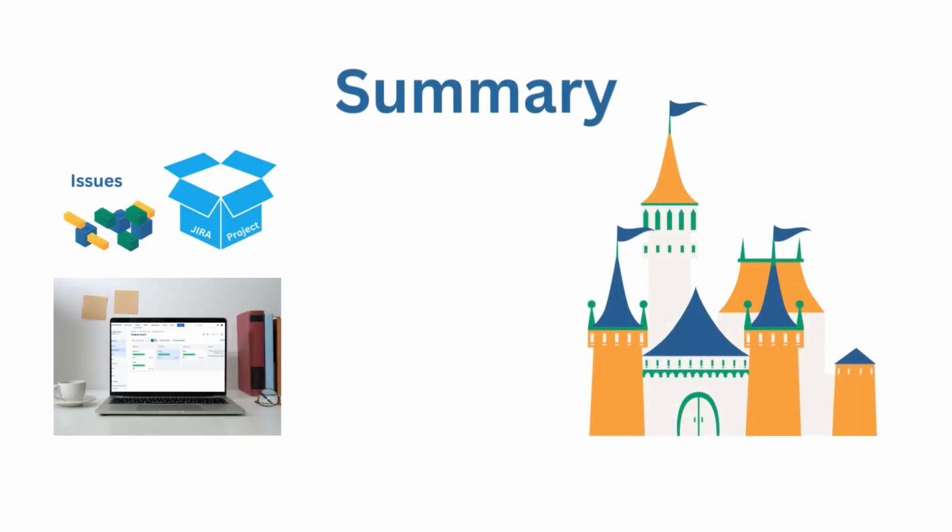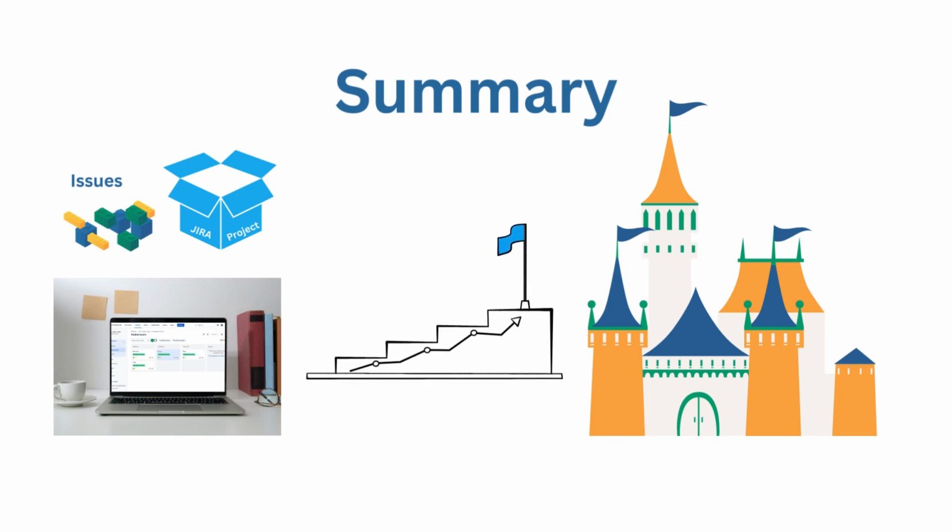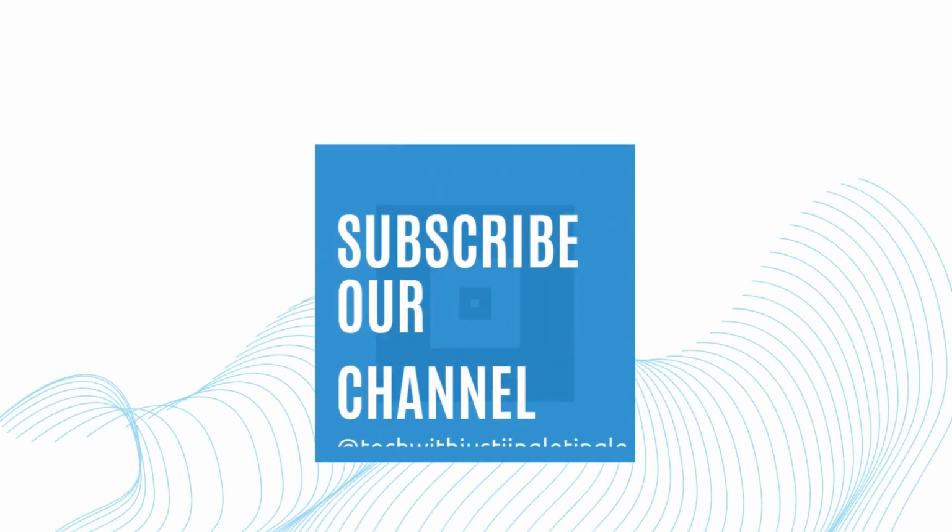So, in summary, a project in JIRA is like a special box where you can put all the different things you need to do to complete a big task, like building a Lego castle. JIRA also has special boards and workflows to help you keep track of your progress and complete each task step by step.